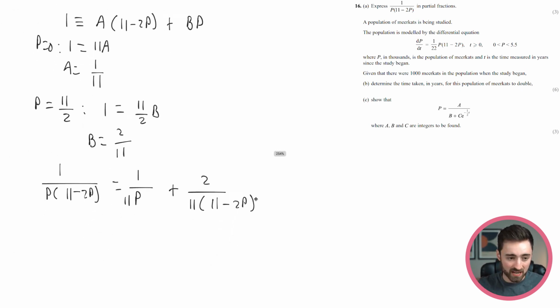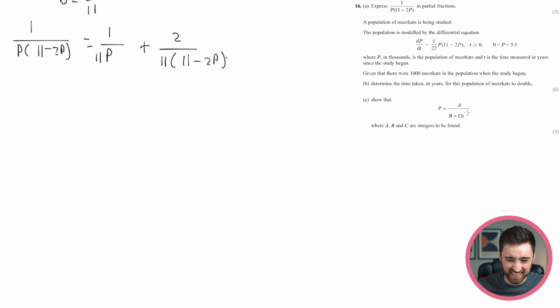Okay, population of meerkats. What are they on about here? Population of meerkats is being studied. It's modeled by the differential equation dp by dt equals 1 over 22 p(11 minus 2p). Okay, cool. Where p in thousands is the population of meerkats and t, measured in years, all of that stuff. Given that there were 1,000 meerkats in the population when the study began, determine the time taken in years for this population of meerkats to double.